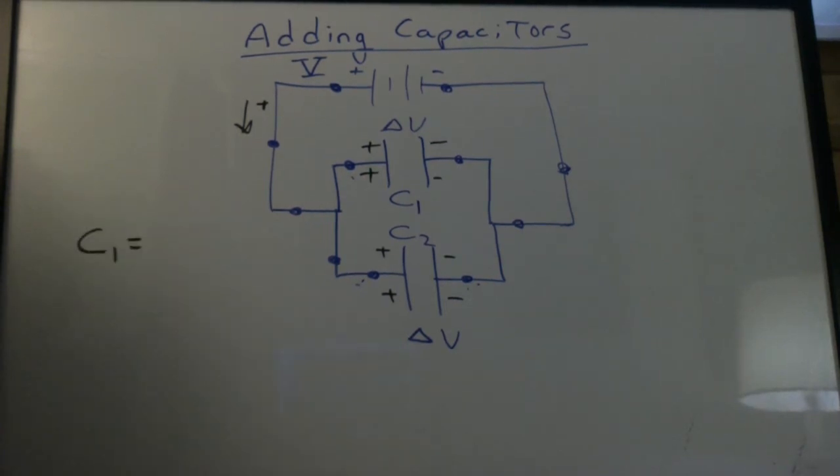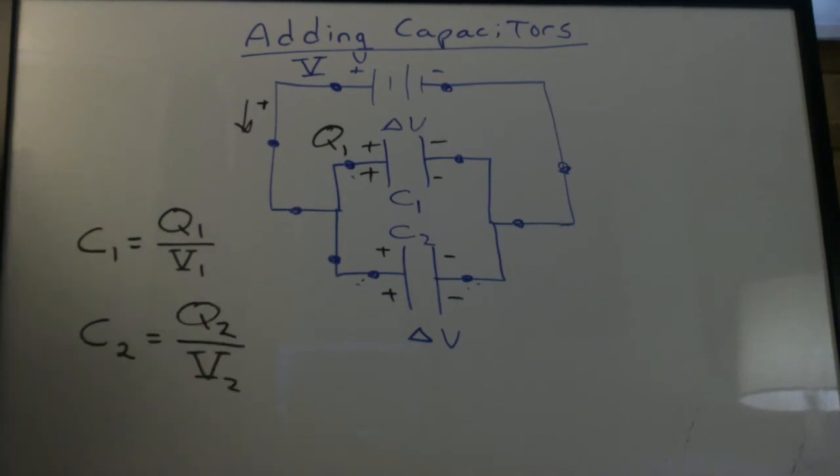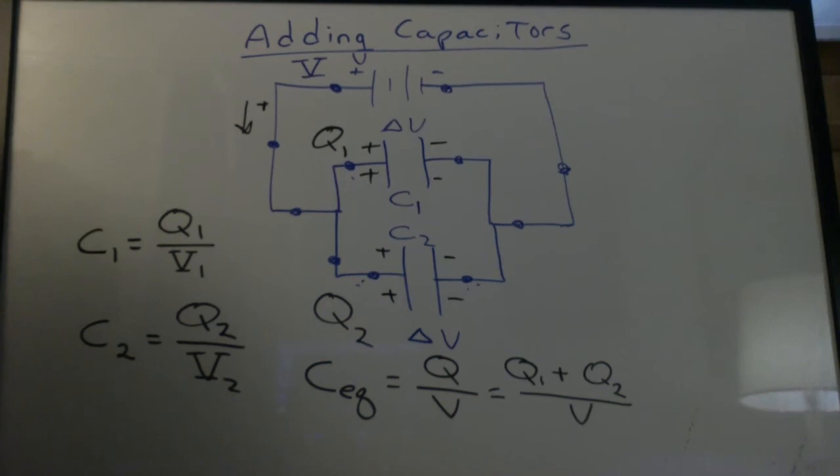So we can say that C1 is equal to Q1 over V1, where Q1 is the charge that flowed onto that capacitor. C2 is going to be equal to Q2 over V2, where Q2 is the charge that flowed onto that capacitor. If I wanted to replace these capacitors with one single equivalent capacitor, it would be equal to the total charge over the voltage. And the total charge would be equal to Q1 plus Q2.